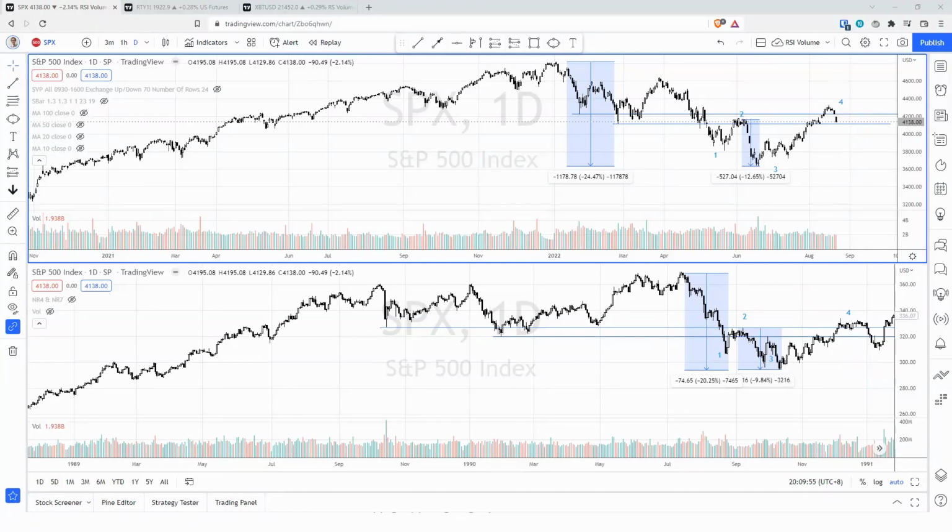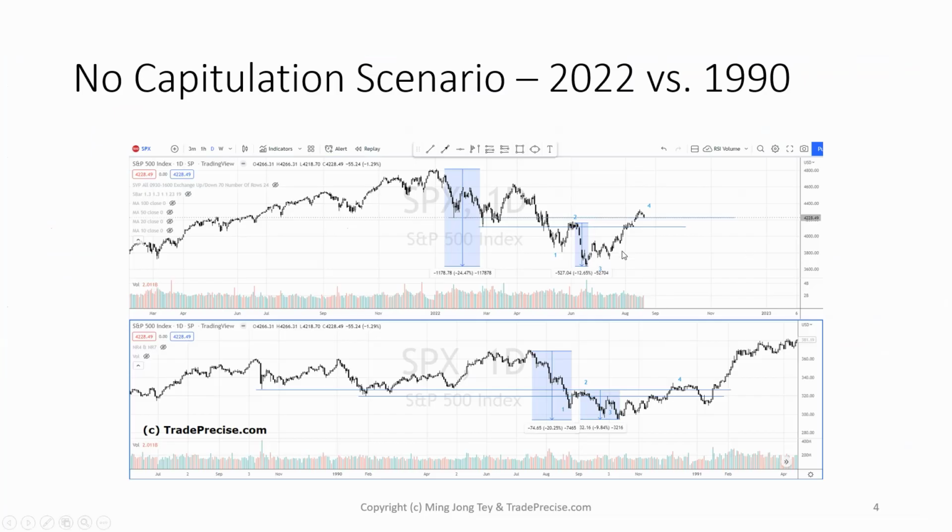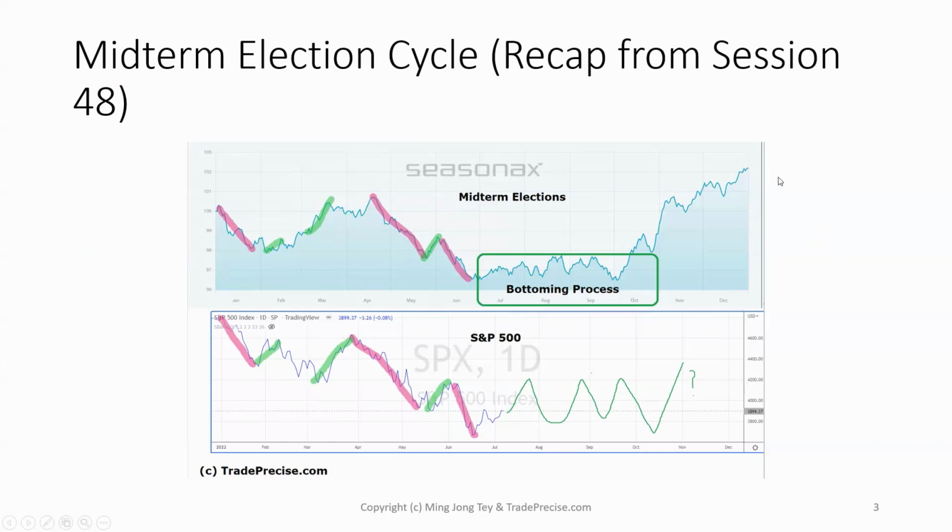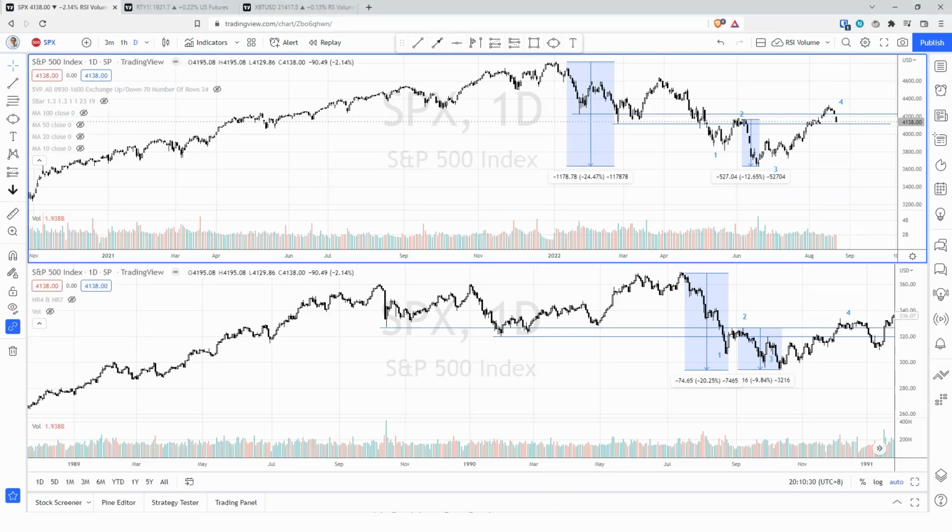Because if we base it on the midterm election cycle, let me put up the chart again. The midterm election cycle actually signals that we still have a leg down, because if you look at it now, it's probably August, a leg down, and then it keeps consolidating, and then near the end of September into October, there is kind of a shakeout time, maybe a spring. So that really marks the bottom. That is another possibility which could match up with the current scenario.